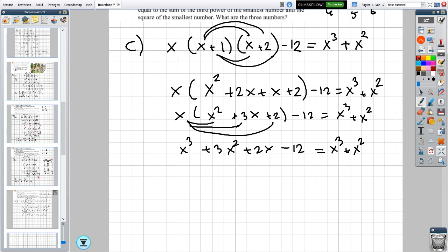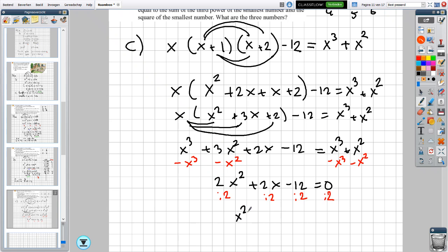Now I want to get rid of this here, so I do minus x to the power of 3 and minus x squared, and I do that here as well. Luckily that gets rid of this x to the power of 3, because we're not able to solve that kind of equations yet. I do still have 2x squared plus 2x minus 12 equals 0. Now divide everything by 2 because I want to get rid of my 2 in front of my x squared. Which gives me x squared plus x minus 6 equals 0.